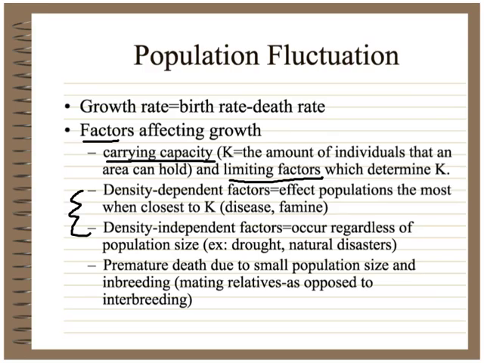So the density dependent factors are going to be things that are going to impact populations most when they're closest to carrying capacity. In other words, when a population's crowded, diseases spread faster. Lack of food becomes a real problem. Lack of space, habitat, stuff like that. Those are density dependent factors, so they're going to impact the population because the population's crowded.